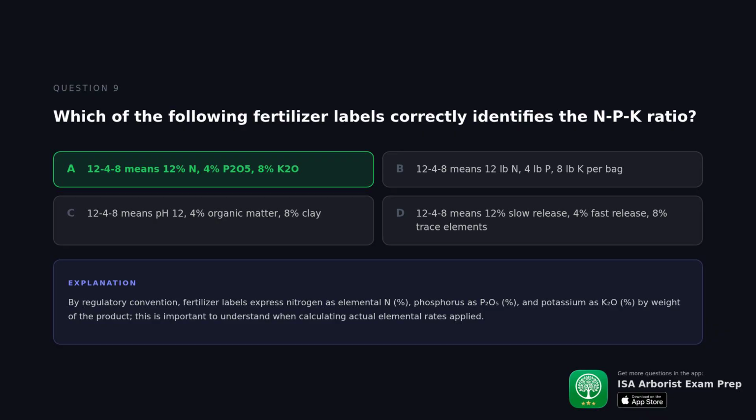The correct answer is 12-4-8 means 12N, 4P2O5, 8K2O. By regulatory convention, fertilizer labels express nitrogen as elemental N, phosphorus as P2O5, and potassium as K2O by weight of the product. This is important to understand when calculating actual elemental rates applied.